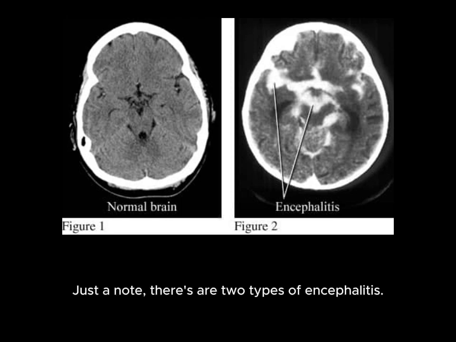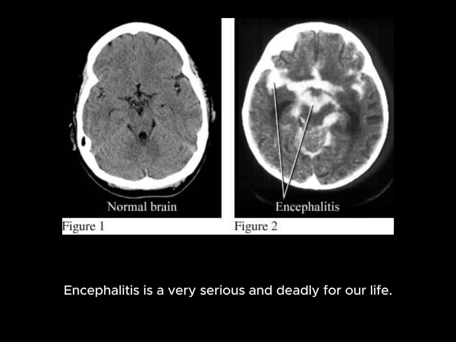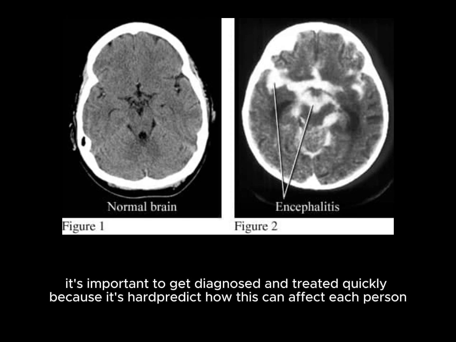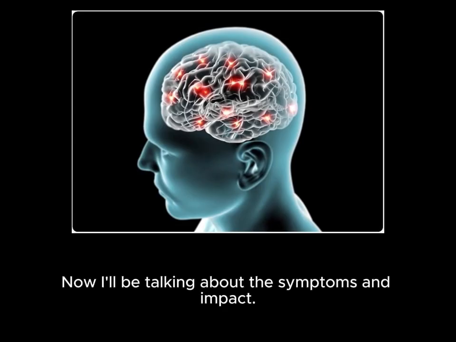Just a note, there are two types of encephalitis. One is infection encephalitis caused by virus, while another is autoimmune encephalitis, when the immune system is the cause. Encephalitis is very serious and deadly for our life. It is important to get diagnosed and treated quickly because it's hard to predict how this can affect each person. Now, I'll be talking about the symptoms and impact.